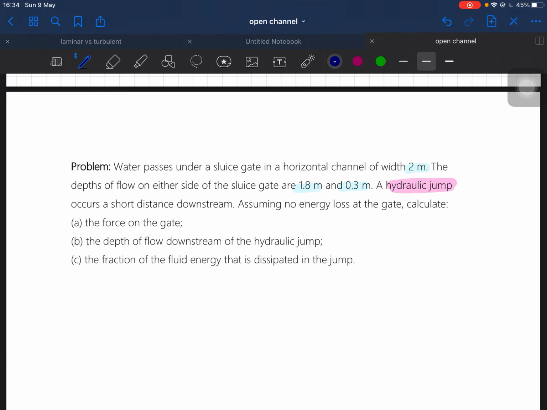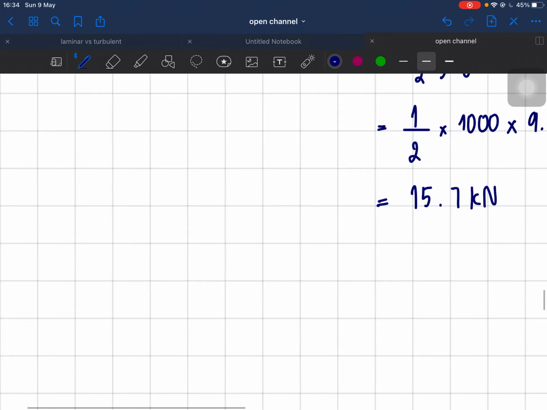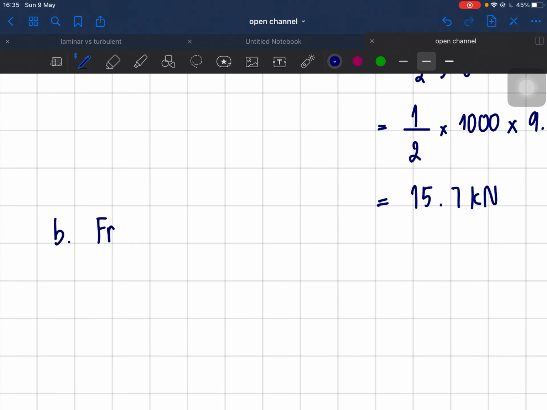So the depth of the flow downstream of the hydraulic jump. What are they trying to ask? They're trying to ask for the depth, right? So if we're trying to find the depth, of course we need the Froude number. It's very important. So for the Froude number here, we're going to use the same formula. I think you guys are already sick of the formula that we're going to use. It's the same formula always, but you know, practice makes perfect.